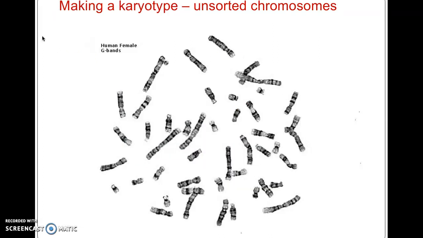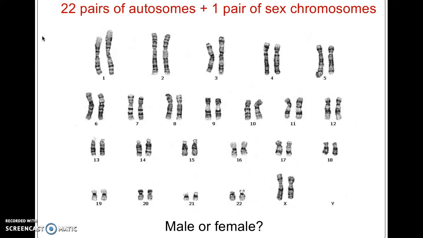The first thing that you would need to do if you were making a karyotype of unsorted chromosomes, you would want to pair them up. Similar sized chromosomes go together. And then the second thing that you also look at are the G bands, or the gene bands. Once you've sorted your karyotype, again, the first 22 would be the autosomal chromosomes, and the 23rd pair would be your sex chromosomes. We can see by this karyotype that this is a female because there are 2 chromosomes for X.